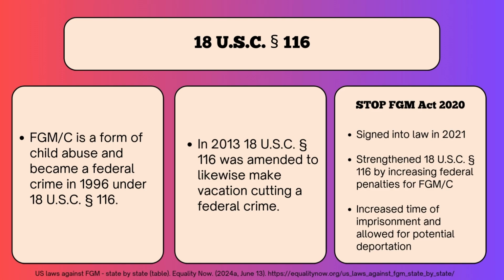In summary, Law 18 of U.S. Code 116 declared FGMC is a form of child abuse and a federal crime as of 1996. Law 18 of U.S. Code 116 was amended in 2013 to likewise make vacation cutting a federal crime. The Stop FGM Act of 2020 was signed into law in 2021 and strengthened the existing federal FGM law by increasing penalties for FGMC and increasing time of imprisonment under the federal law and the potential for deportation.